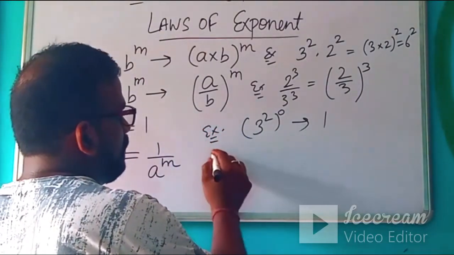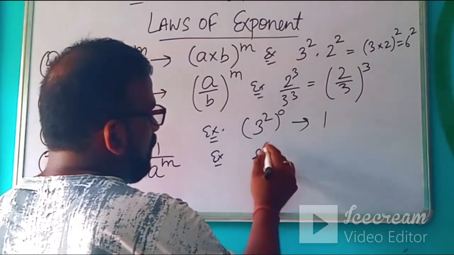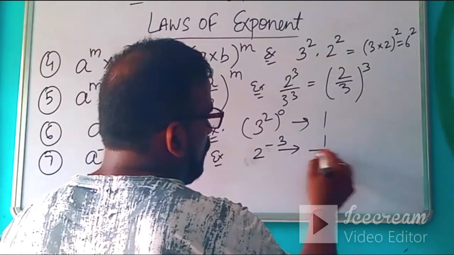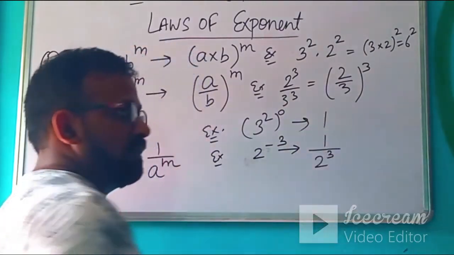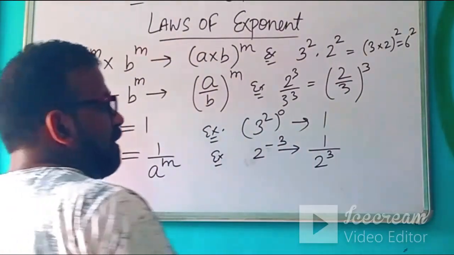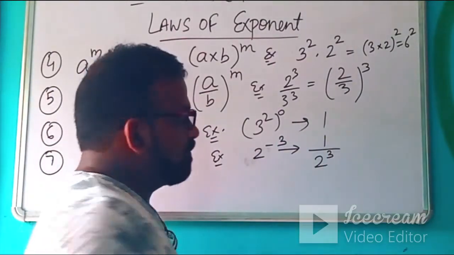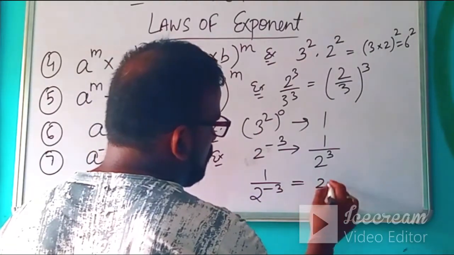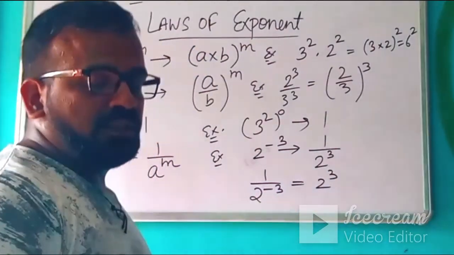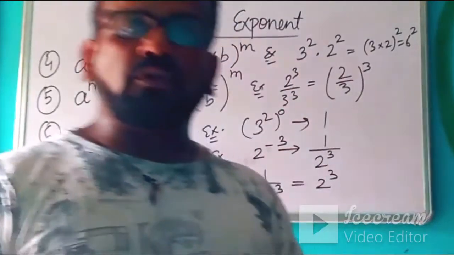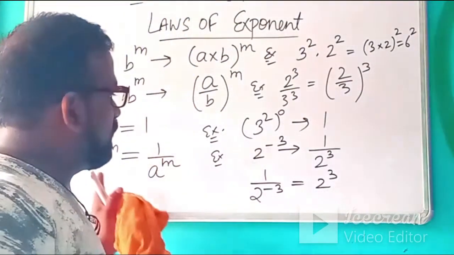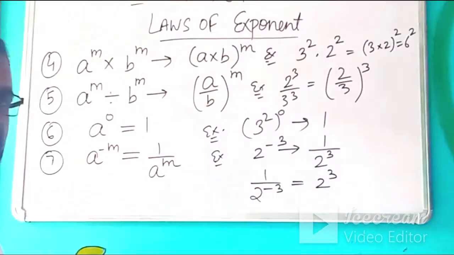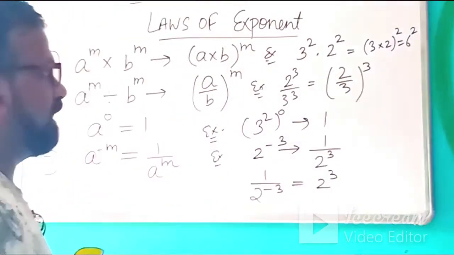For example, take 2 to the power minus 3. So it will be 1 upon 2 to the power 3. Or if it is written 1 upon 2 to the power minus 3, then I can write it as 2 to the power 3. So in order to change the exponent from negative to positive, you simply take the reciprocal of that number, then it will automatically change into the positive sign.